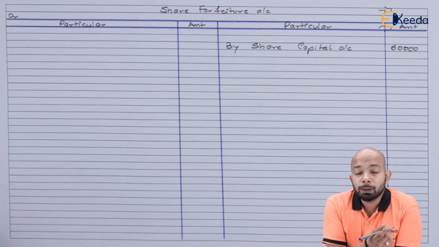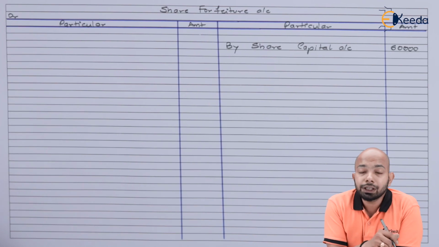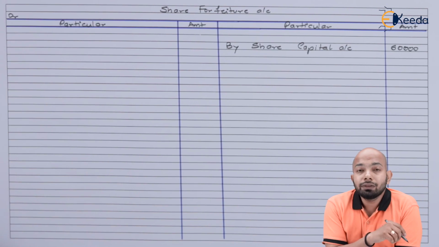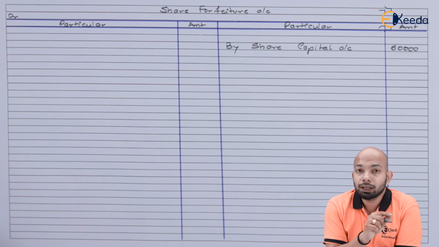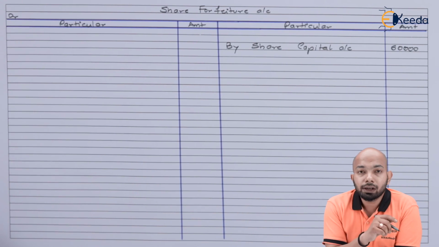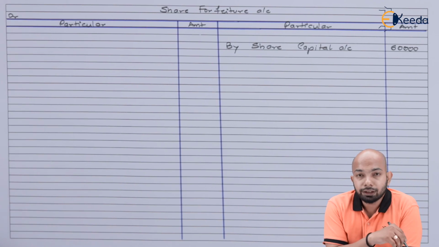Now this account is being prepared to make you understand that the alternative reissue entry that was passed here, how share forfeiture account has been utilized. Now in that alternative reissue entry, we mentioned that bank account debit, share forfeiture account debit considering the loss to share capital account. So on the debit side of share forfeiture account, it will be to share capital with the amount of 5,000.